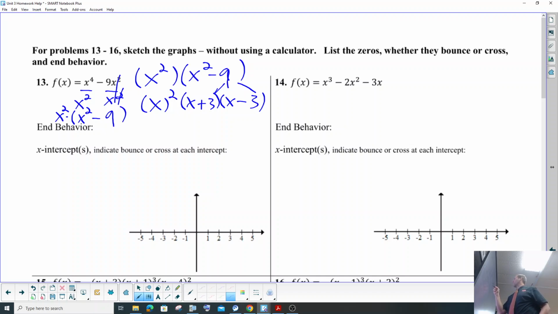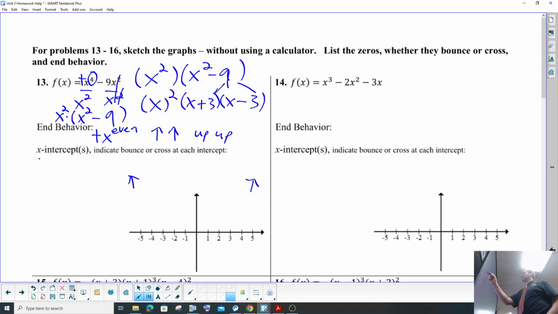First of all, our end behavior. What's our end behavior? Then we'll look at our x-intercepts. Our end behavior has to do with the highest power, our degree, and if it's positive or negative in front. So it's a positive x to the 4th, an even power. And so that means up, up. So we are going to be going up on both ends.